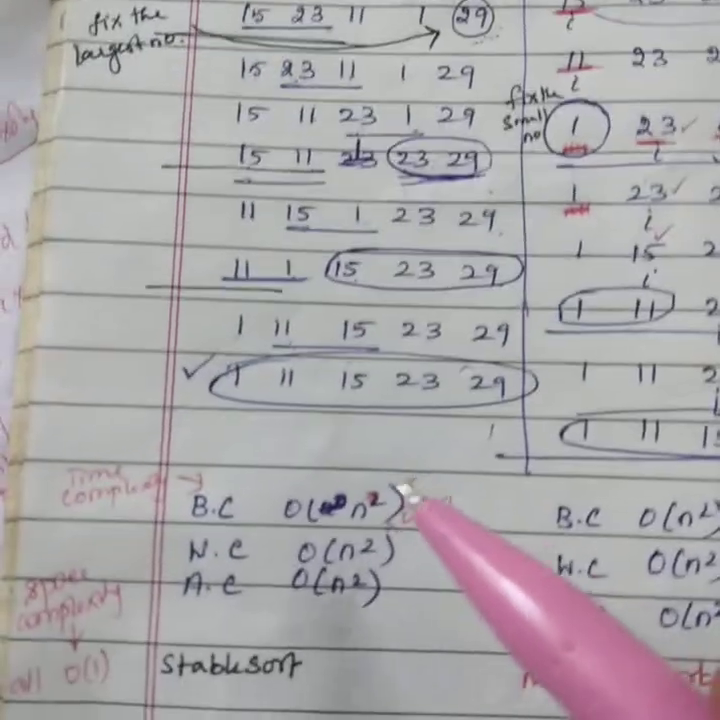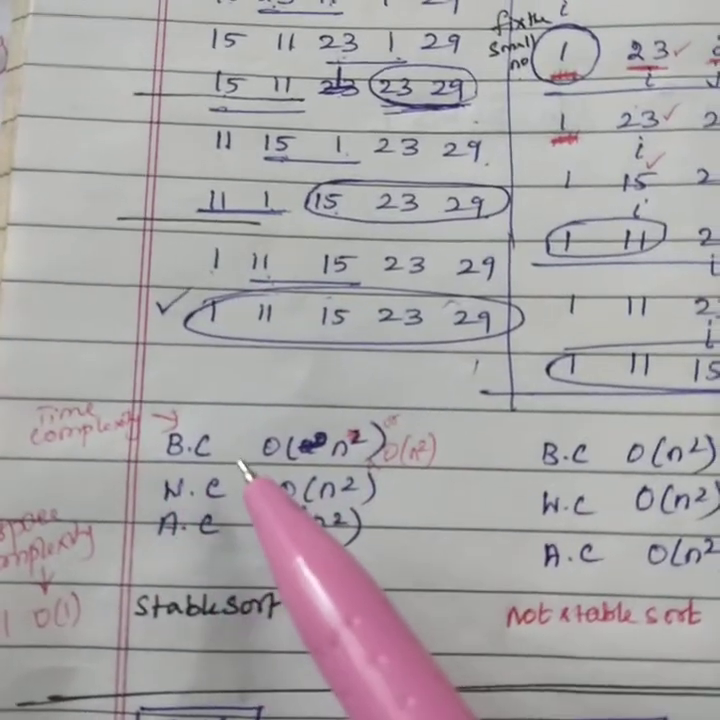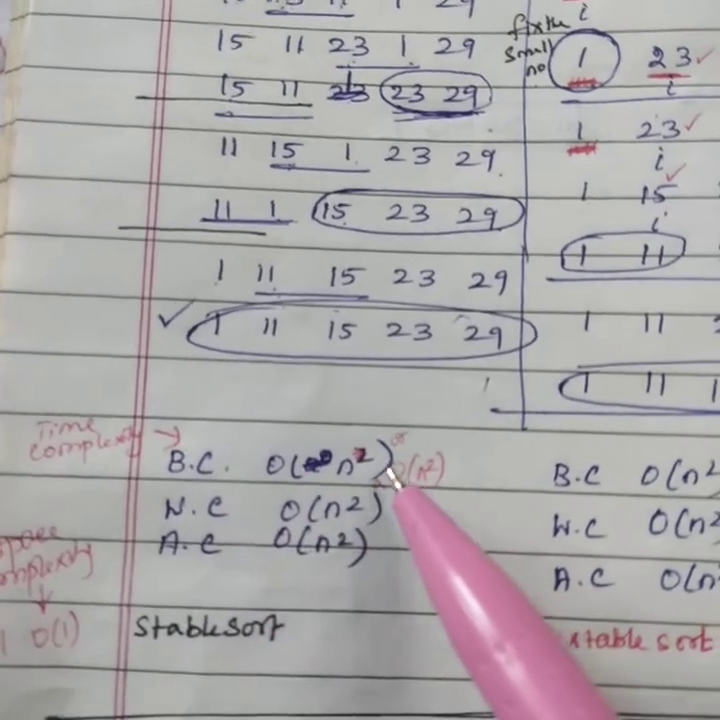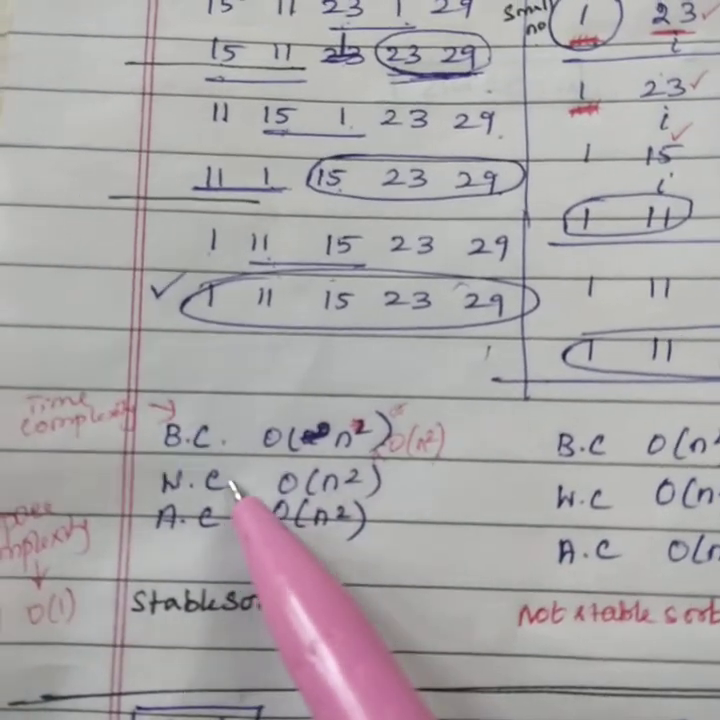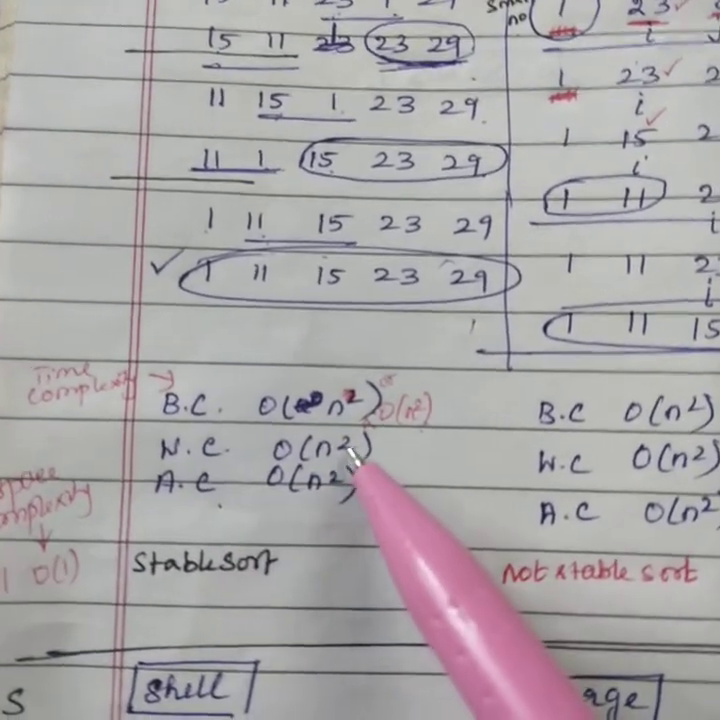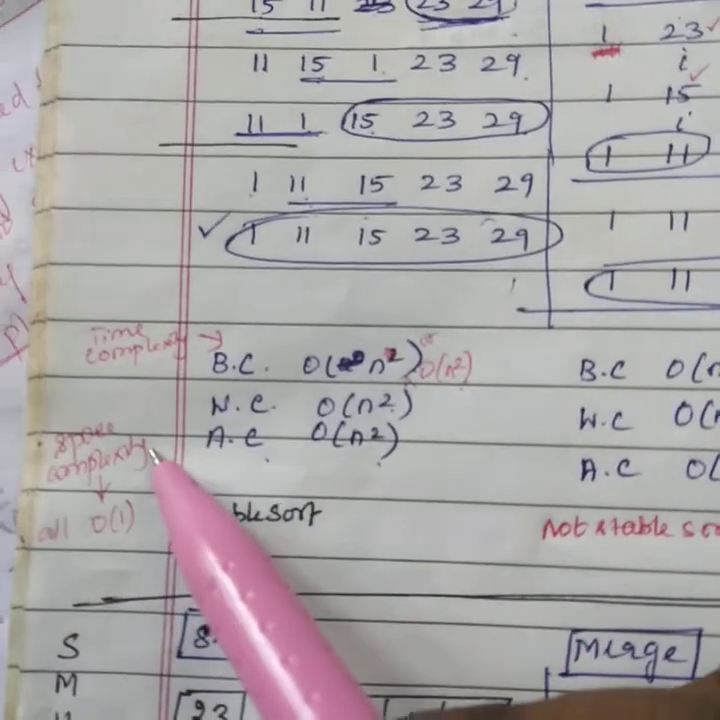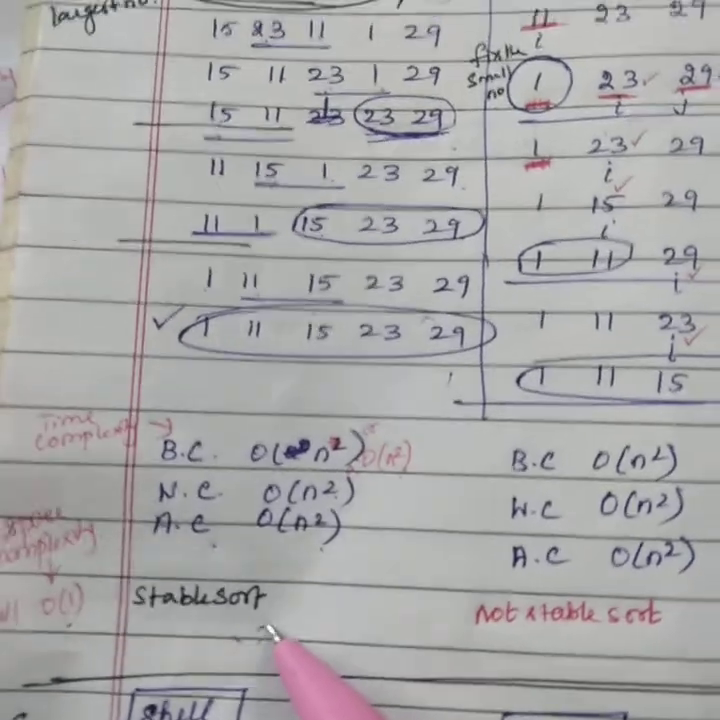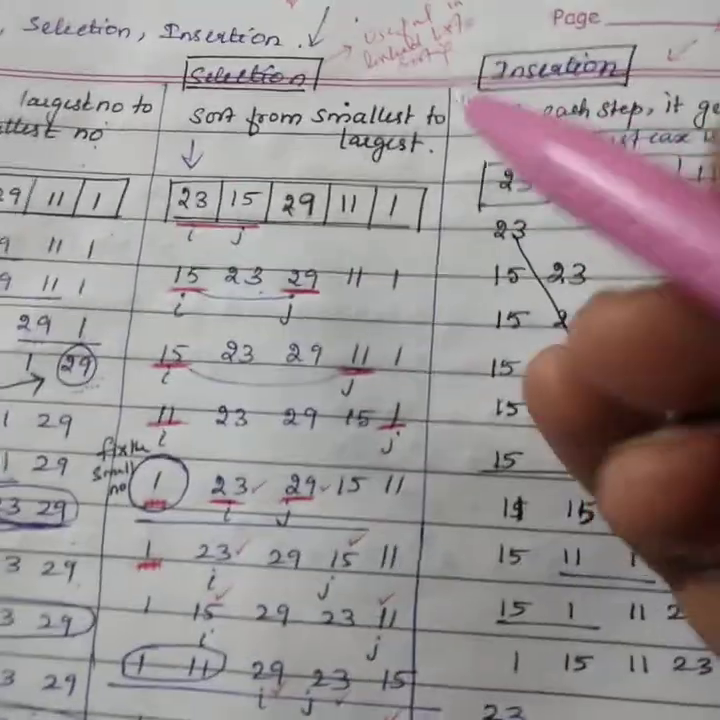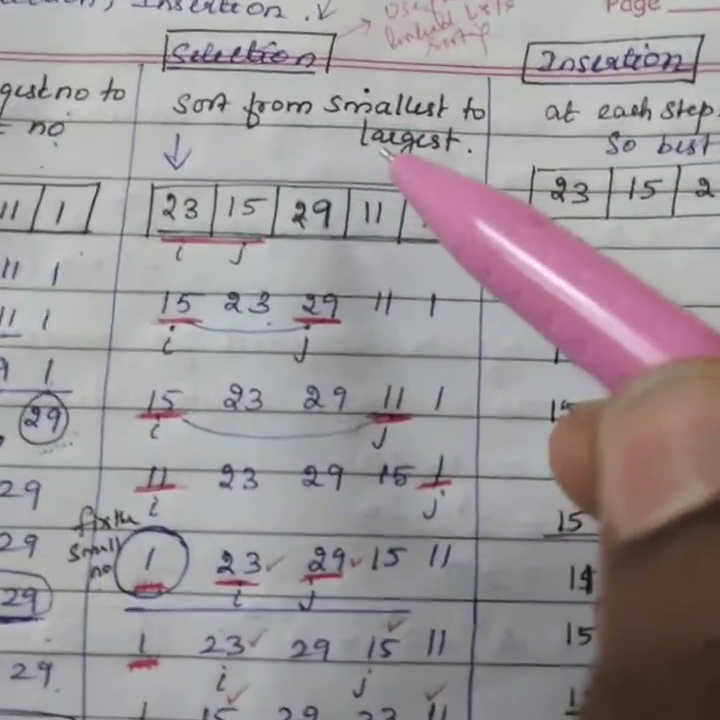Okay. So its time complexity is: best case is order of n, sometimes n square. And worst case and average case will be order of n square only. Space complexity is order of 1. And bubble sort is a stable sort. Okay, remember this. Next, we can move on to selection sort.